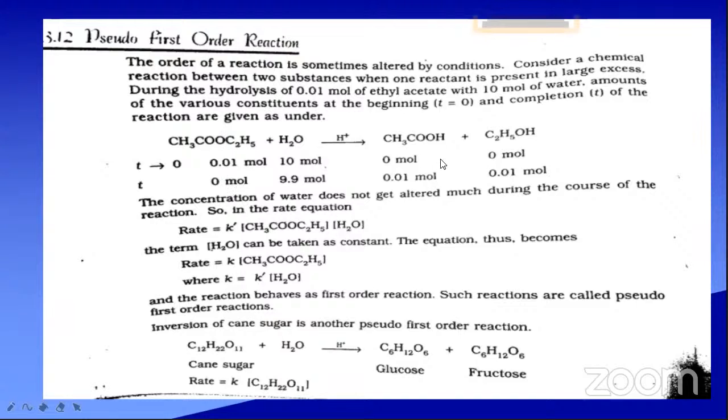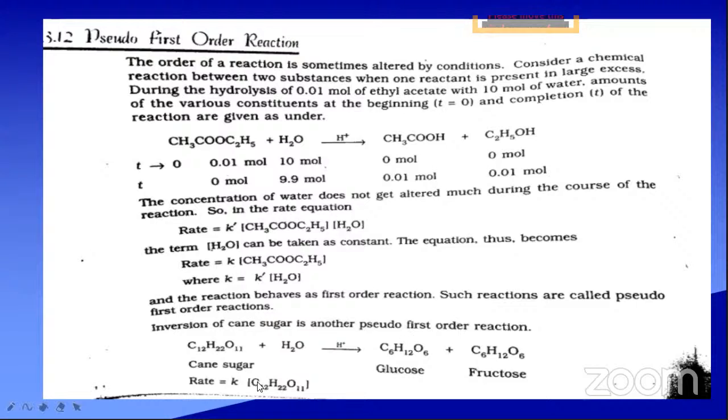That's why it is called a pseudo first order reaction. It is a first order reaction. Why? Because rate equals k into ester power 1, and water power 0. Something power 0 equals 1. So the rate depends only upon the concentration of the ester. That's why this is called a pseudo order reaction, a pseudo first order reaction.